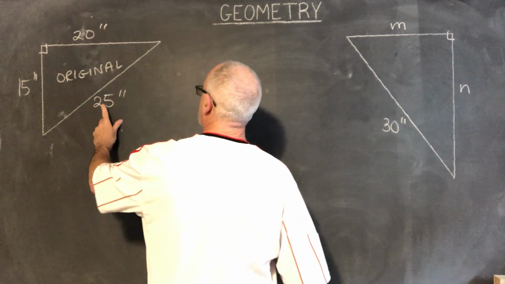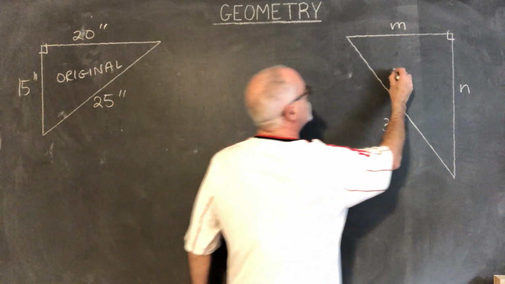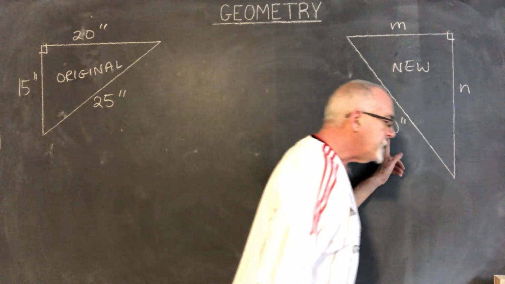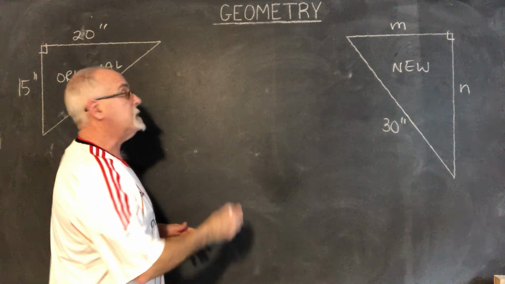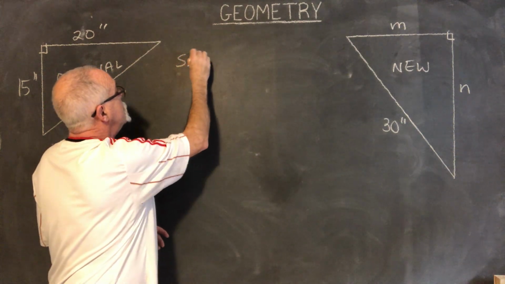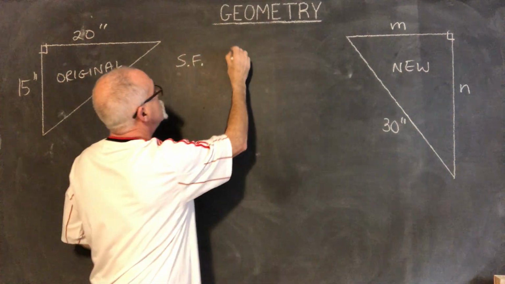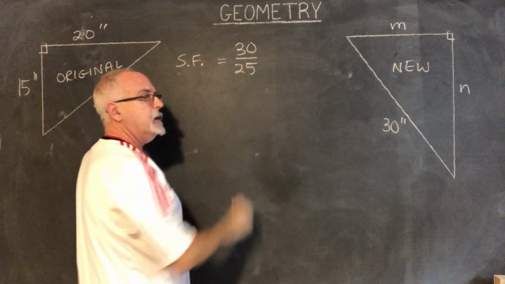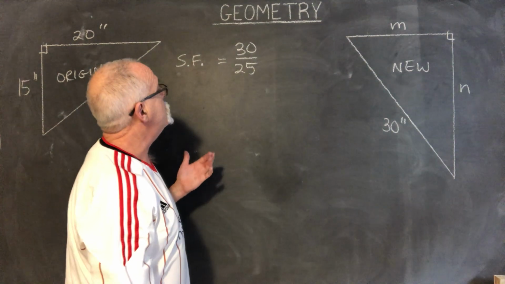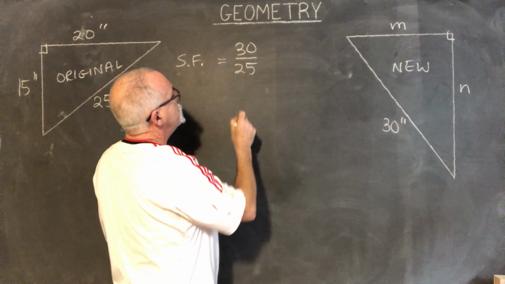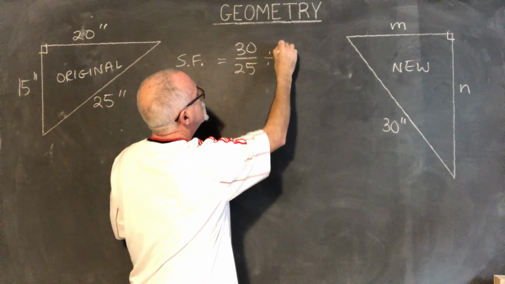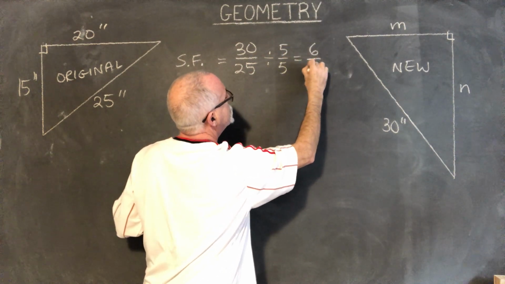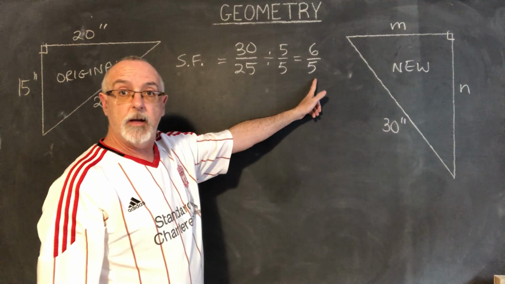We can see the hypotenuse of this one is 25, and oh, I should label this as new. And the hypotenuse of this one is 30. So I'm going to get my scale factor first. Scale factor is going to be new over original, so that is 30 over 25. And again, this can be reduced, so I'm going to reduce it, and the common factor between 30 and 25 is 5, so I'm going to divide by 5 over 5, and I'm getting 6 over 5. Here's my reduced scale factor.